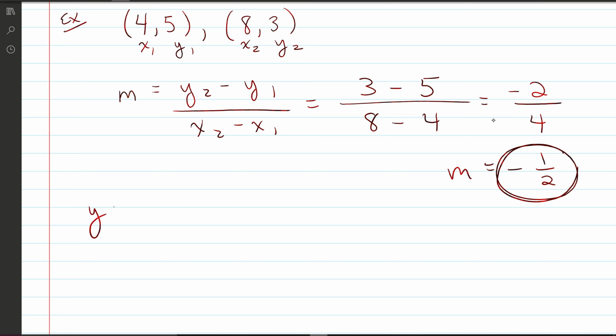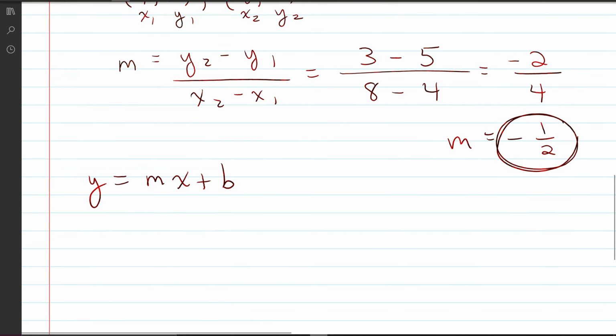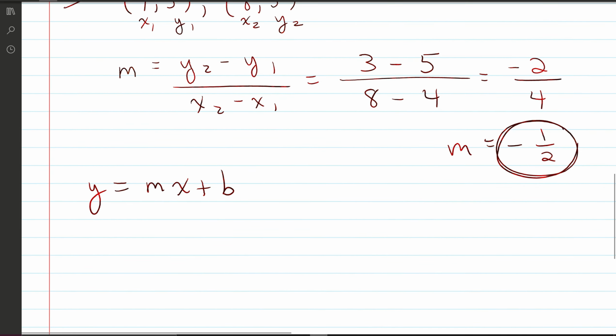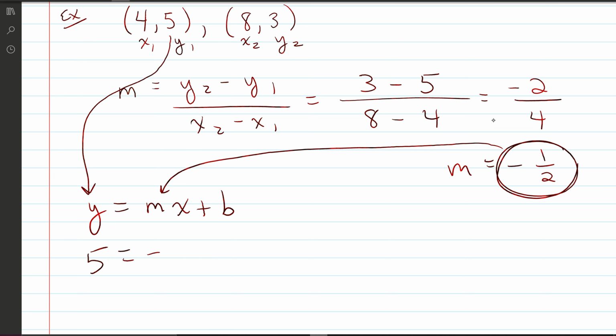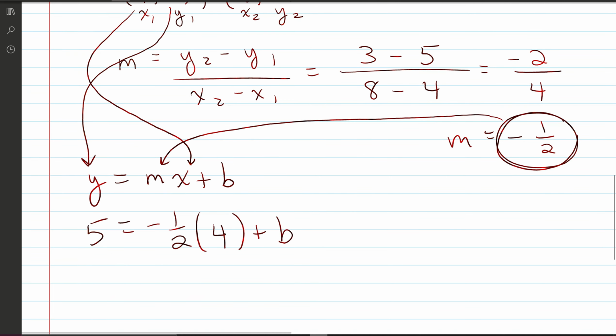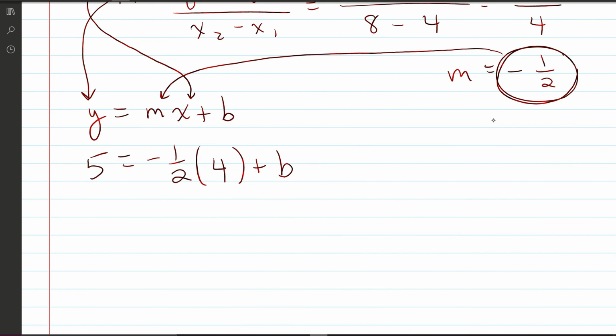So our next step we said was to use y equals mx plus b, slope-intercept form. And we're going to plug in for y, m, and x. So our y is going to be 5. Our m, our slope, is the negative 1/2. Our x is going to be 4. And then we're going to just solve for whatever b is. So 5 is equal to negative 1/2 times 4.